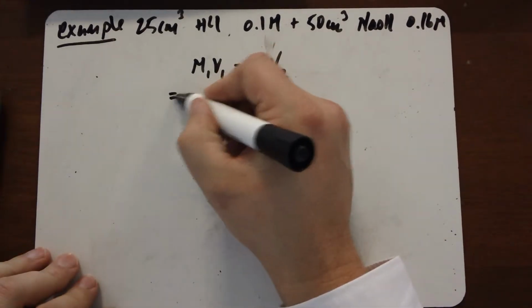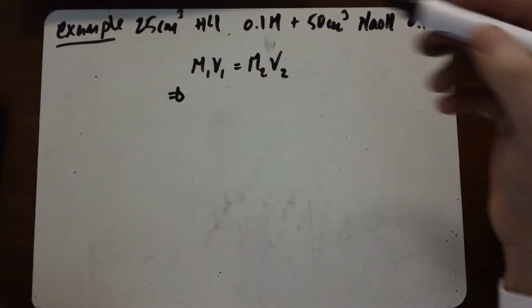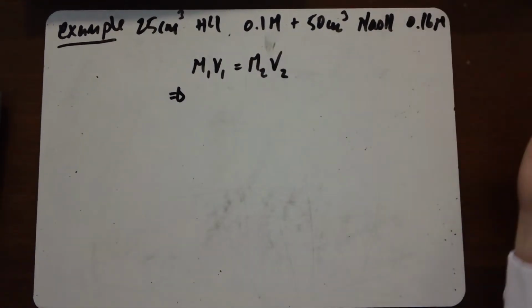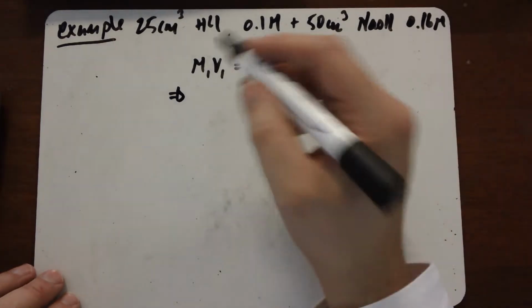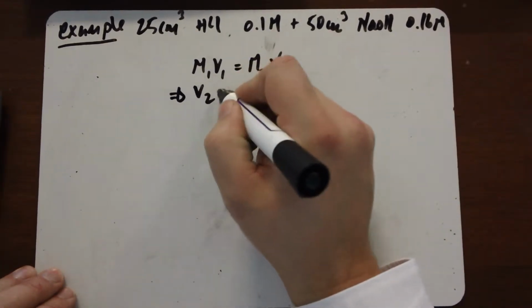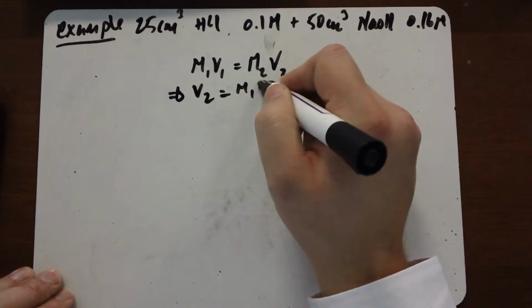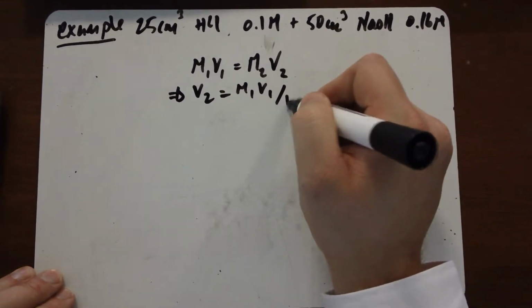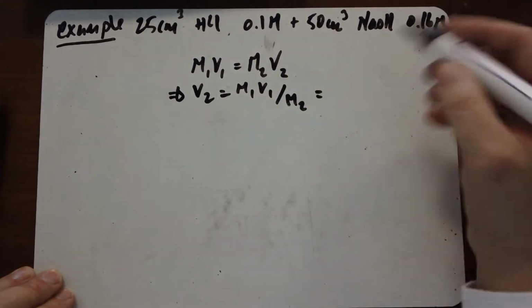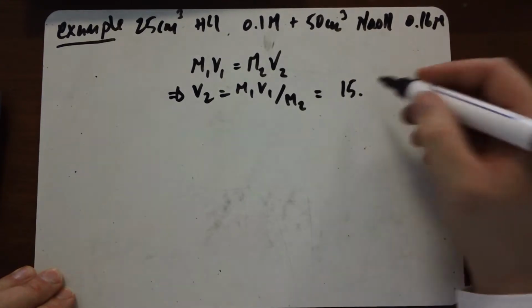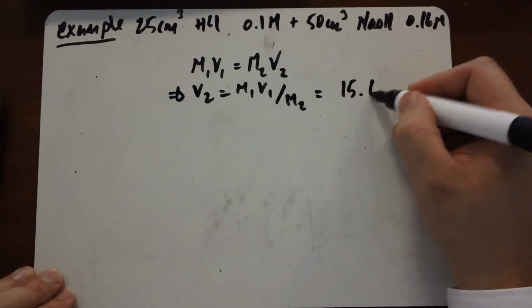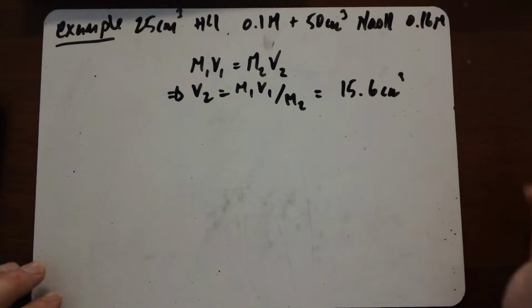So what we'll do is start off with the M1V1 equals M2V2. We need to work out the volume of NaOH added to give us the equivalence point. So it's going to be V2 is equal to M1 V1 over M2. If you do that, we'll find that the equivalence volume is going to be 15.6 centimeters cubed.